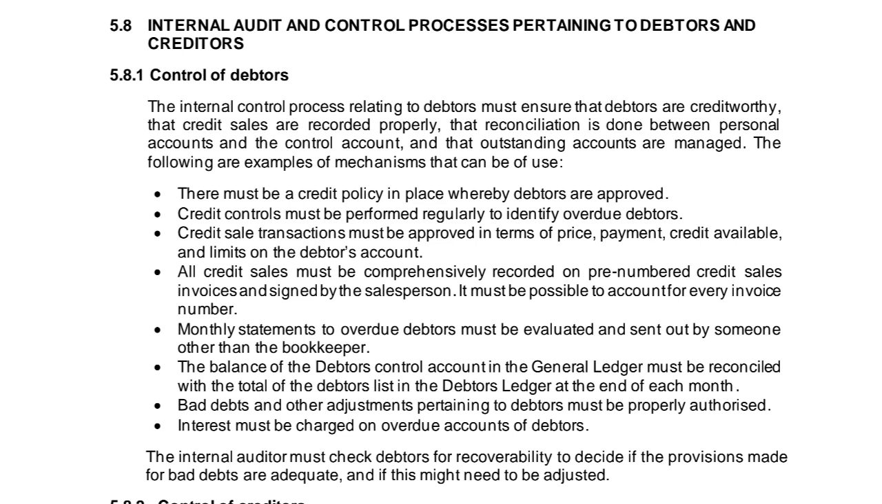Bad debts and other adjustments pertaining to debtors must be properly authorized. Interest must be charged on overdue accounts of debtors. The internal auditor must check debtors for recoverability to decide if the provisions made for bad debts are adequate and if this might need to be adjusted.